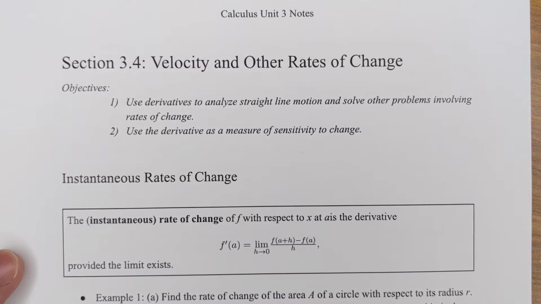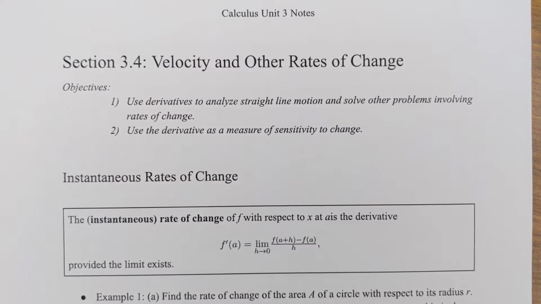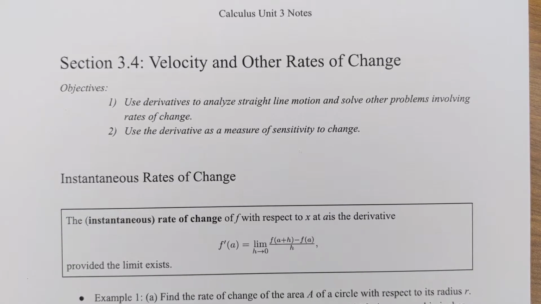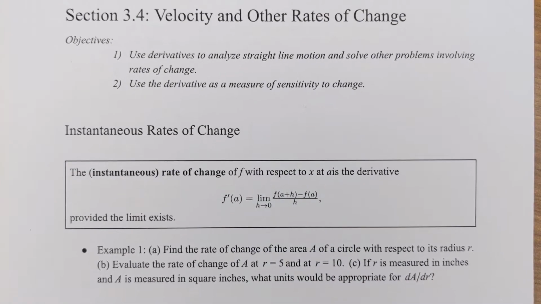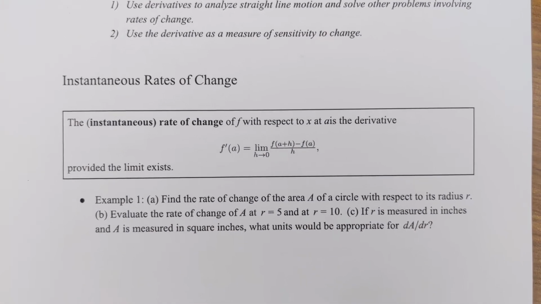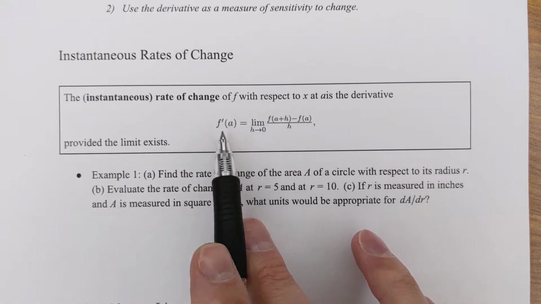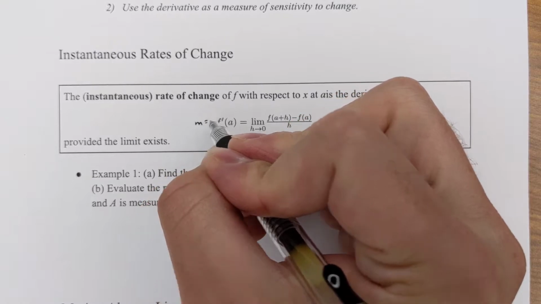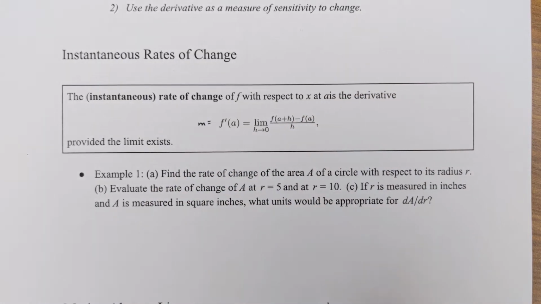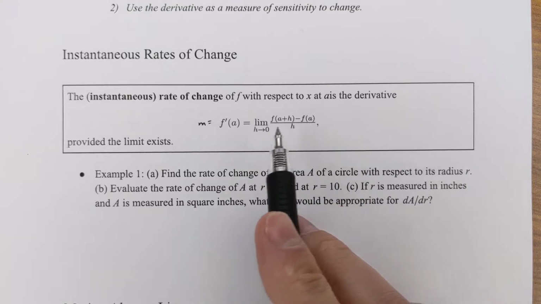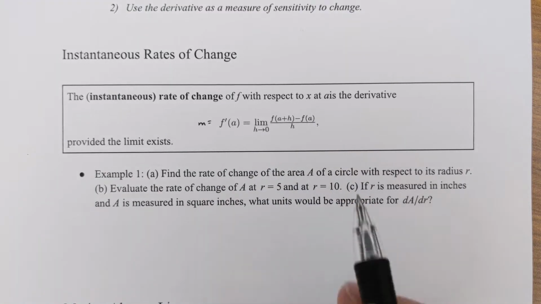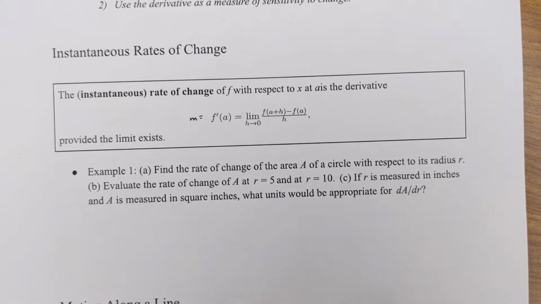Okay, here we've got the notes for section 3.4, velocities and other rates of change. This is using the derivative for real world applications. The instantaneous rate of change, m, is the slope of the tangent line at a, same equation we've seen before. It is the derivative provided it exists. You can also use the power rules and so on.